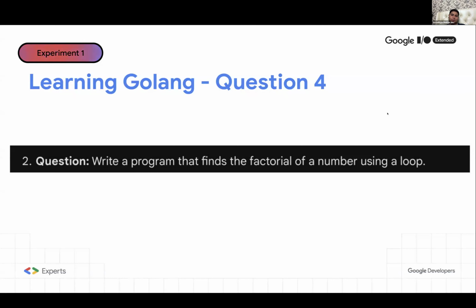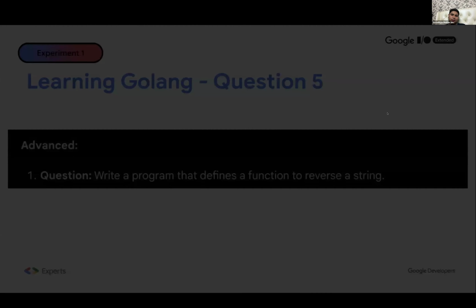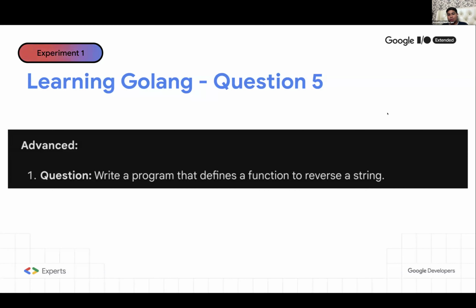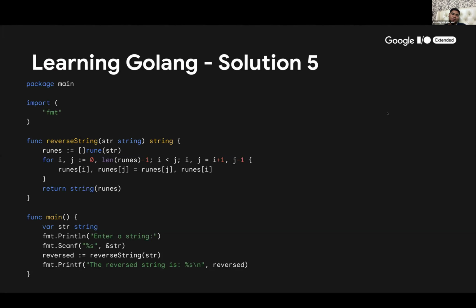This one's interesting, where you find the factorial of a number using a loop. Now, for the folks who do not have any experience with Golang, Golang does not have a while loop, so it only has for loops. So keeping that in mind, you can use for loops to obviously calculate the factorial and get a result. Again, write a program that defines a function to reverse a string. Again, rather simple. You define a function, you define rules, and go ahead and write from scratch.